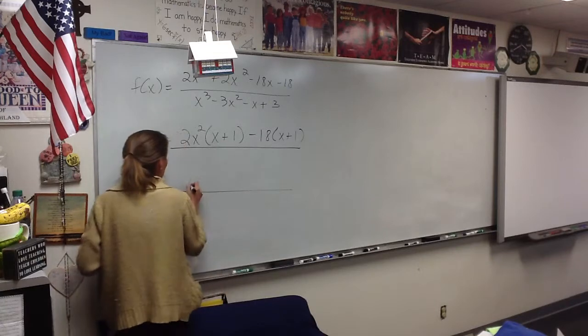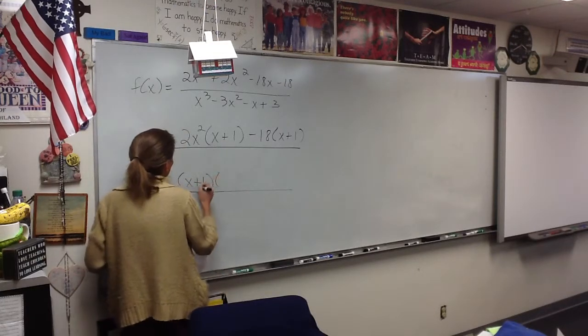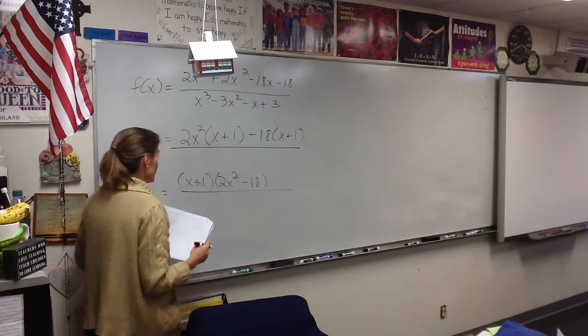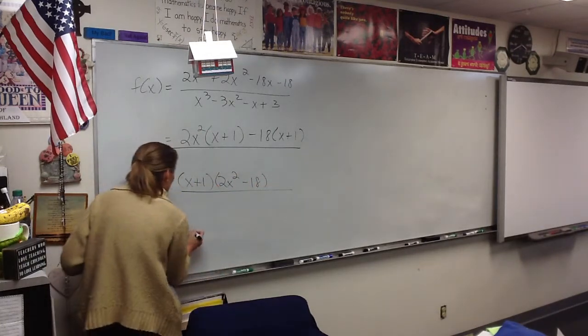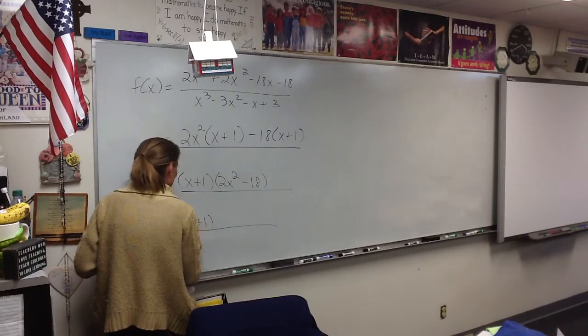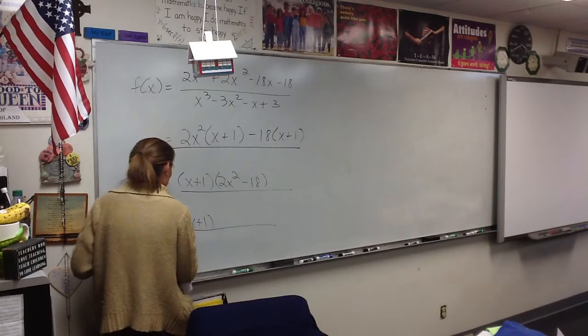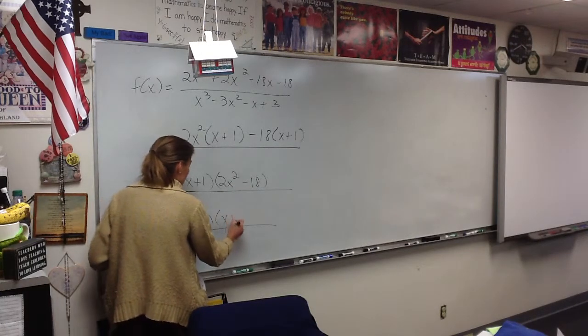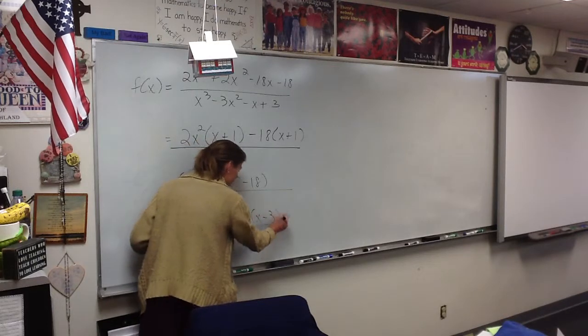Okay, we got a common factor, right? And 2x squared minus 18. What about that? Take it. You can take out a 2. And if I pull out a 2, what am I going to be left with? Which is x plus 3, x minus 3.